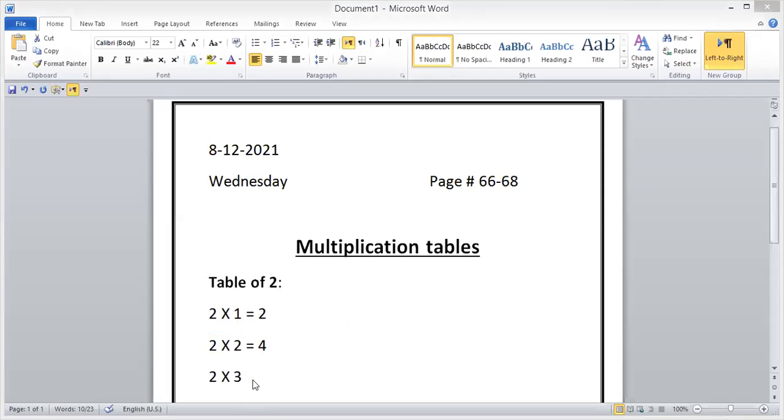Okay, now I'm going to write 3 times 2. So 3 times 2 equals to 6. Repeat with me: 3 times 2 equals to 6.